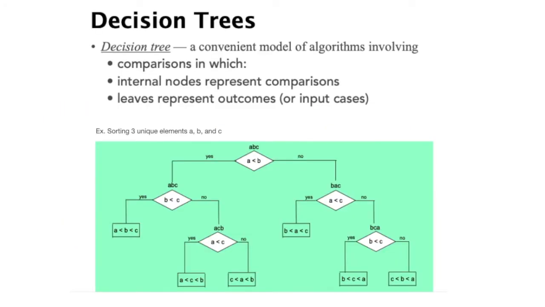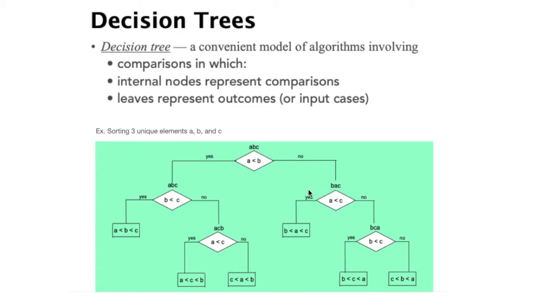The next approach is by using decision trees. Decision trees are often used to model algorithms using comparison as their basic operation. So these are algorithms for searching, sorting, getting the maximum or minimum number in a given array.